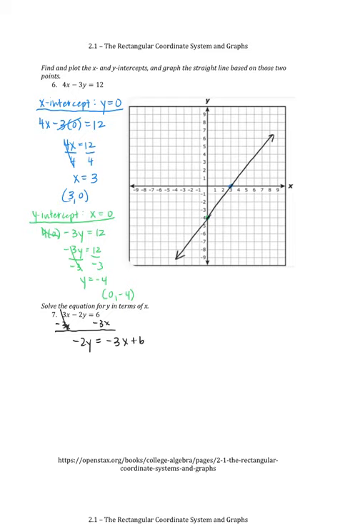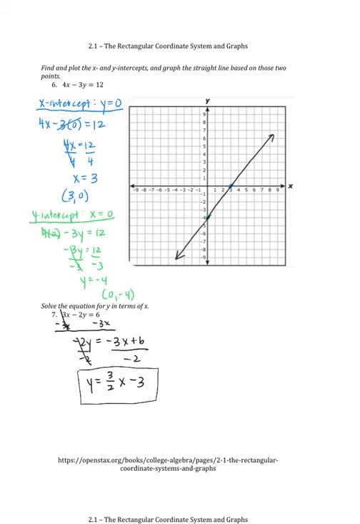And now I want to get rid of the negative 2 in front of the y. So I'm going to divide everything by negative 2. So that'll give me y equals negative 3 over negative 2 is positive 3 halves x. And then 6 divided by negative 2 is negative 3. All right, so now I have the y by itself. So that is done. All right, you need to make sure you know how to do that.